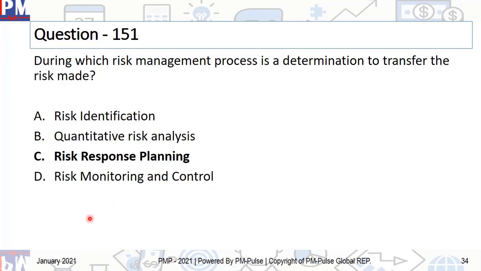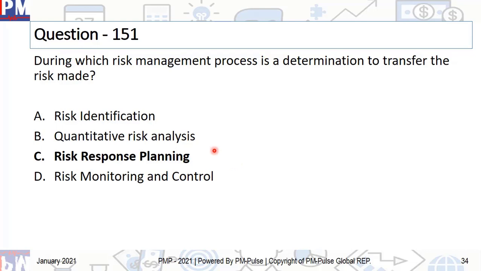And the correct answer is C. Risk response planning. So this is where we decide, okay, what do we do with the risks? You have two kinds of risks, two different varieties of risk. One is threats, and the other group of risks are opportunities. One of the responses for threats is transfer, outsourcing.